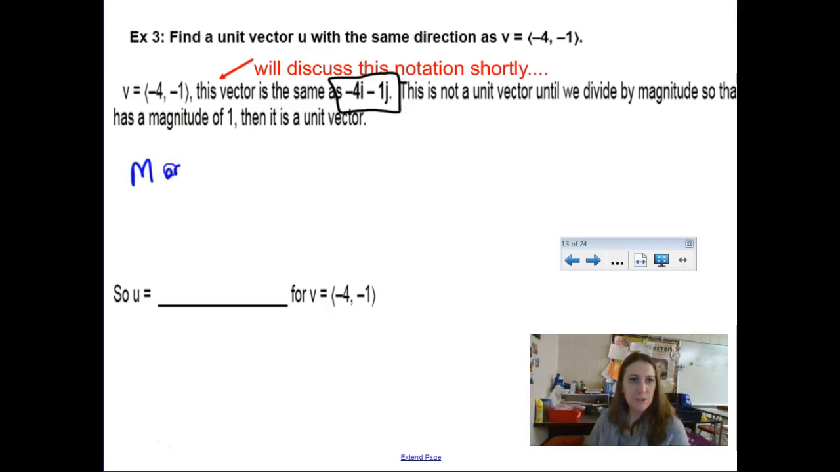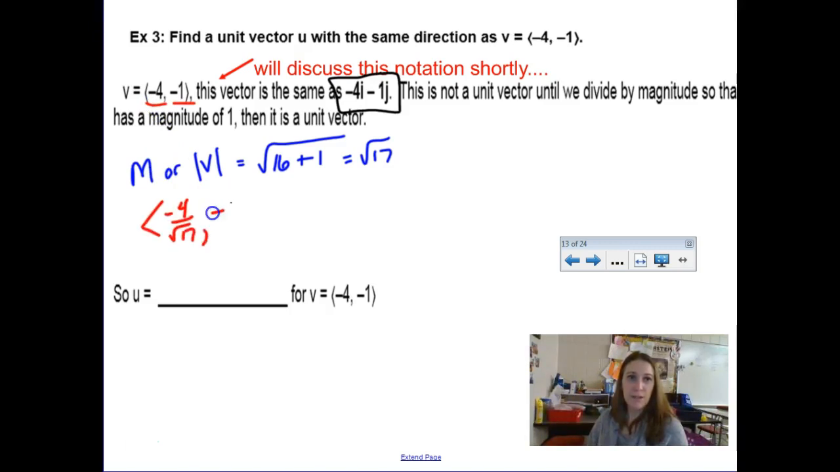So the magnitude, or you can call it the absolute value of v, is the square root of negative 4 squared, so 16, plus 1, which is the square root of 17. Leave it as a radical because we're going to want pretty answers here. Then if I take your original vector and divide each component by the square root of 17, I start off with negative 4 over the square root of 17, comma, negative 1 over the square root of 17.